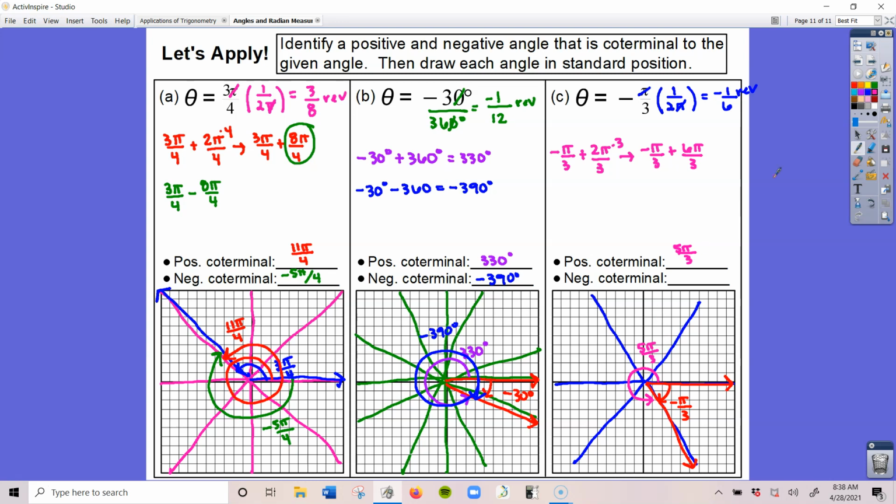Now let's do the negative coterminal angle. So again, I'm going to take my negative pi over 3, and now I'm going to subtract 2 pi, which we got to be the 6 pi over 3. Negative pi minus 6 pi is negative 7 pi over 3. So this is a negative angle, and I did negative pi over 3 minus a full revolution. So I'm going to go back around and back to the terminal side. So that is negative 7 pi over 3. And that's drawing all of your coterminal angles.